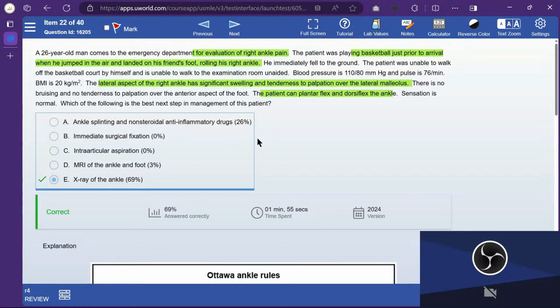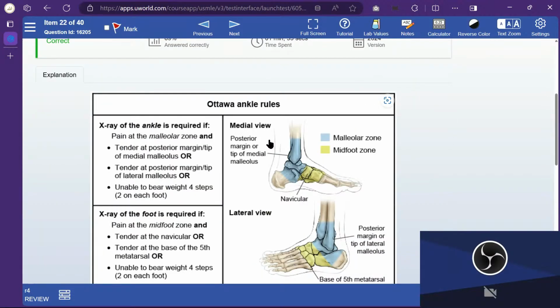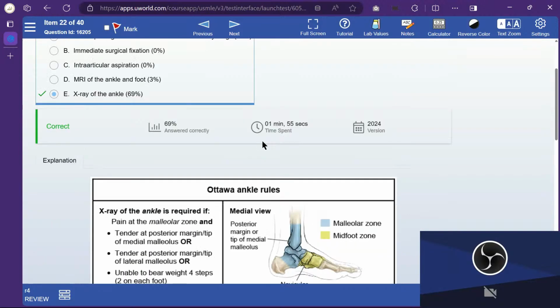And in the ankle rule, there is pain. The patient can plantarflex and dorsiflex. Sensation normal. The lateral aspect of the right ankle has swelling. This is the Ottawa ankle rules.